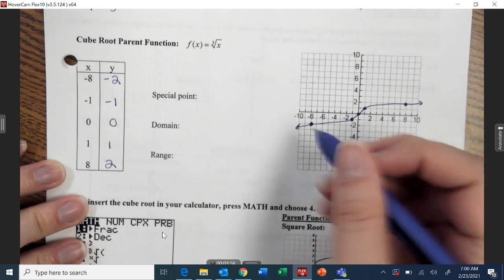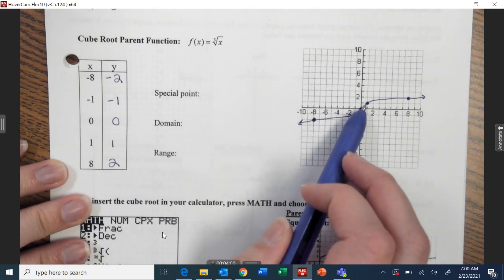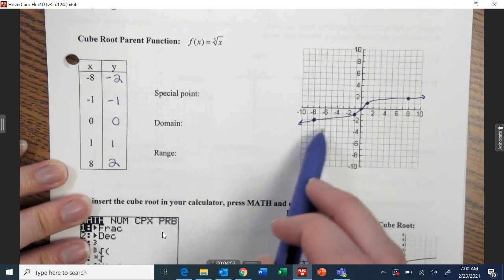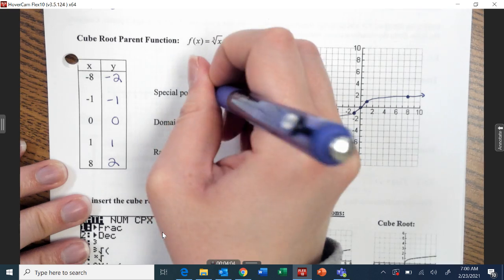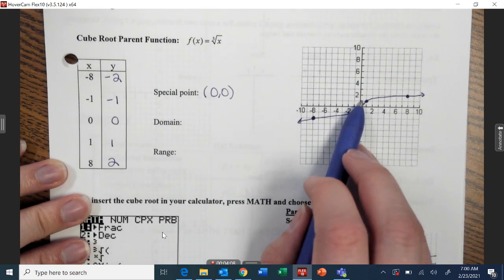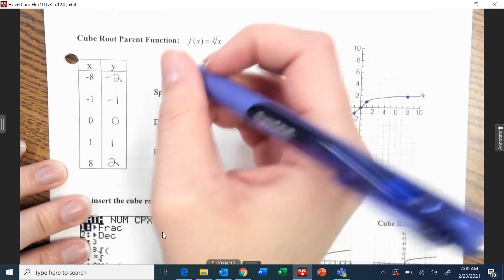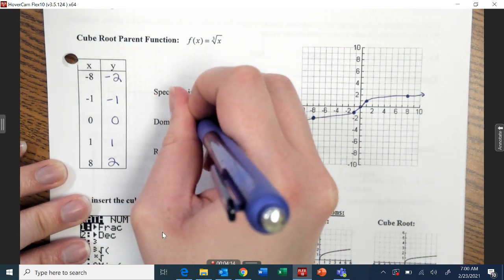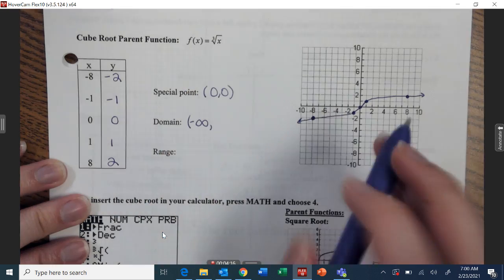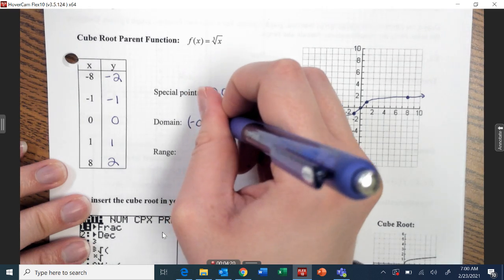Kind of get that stretched out S shape. Our special point is going to be this point in the middle, kind of where it turns and creates the S. We're going to let (0, 0) be our special point. Domain, I'm continuing to the left forever as I move this way. That's a negative infinity. That gets written first. I'm also continuing to the right forever, so I'm also continuing to positive infinity.